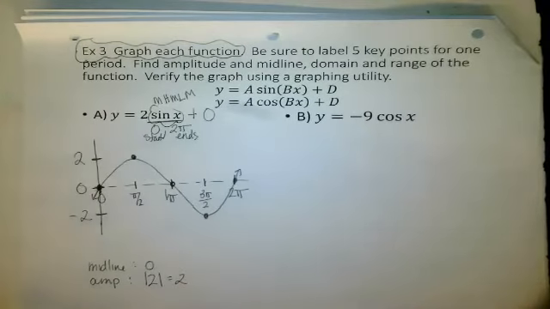Okay? It'll look great every time if you do it my way. If you don't do it my way, I don't know. Uh-oh.